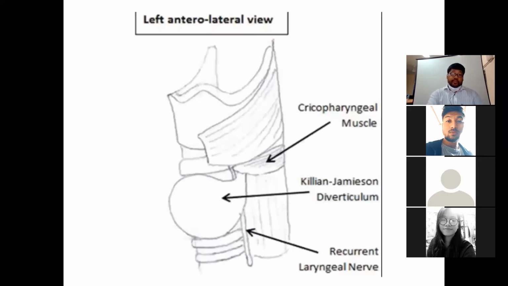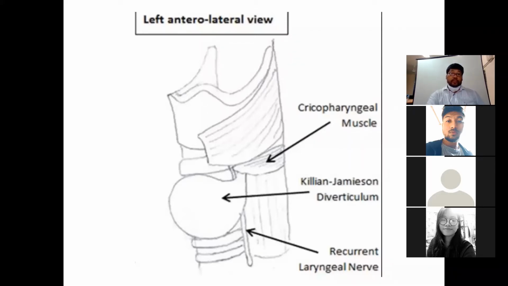So here we can see this is the cricopharyngeus muscle, and this is the longitudinal muscle. Laterally, we can see a bulge. So this is the diverticulum. A lateral diverticulum is Killian-Jamieson diverticulum. But if we find the bulging is coming out posteriorly, then that is Zenker's diverticulum.